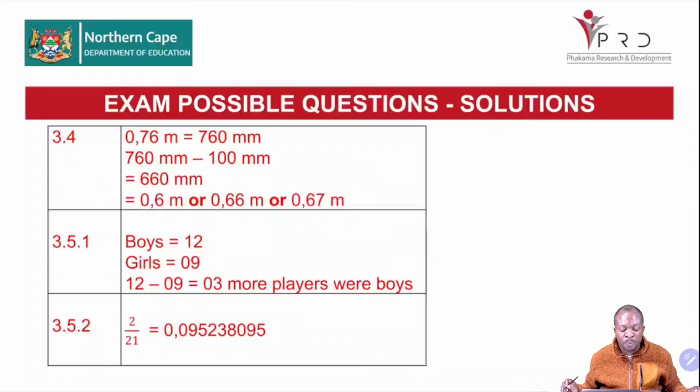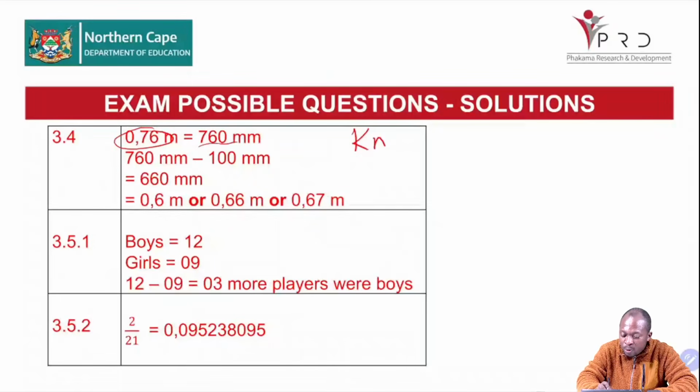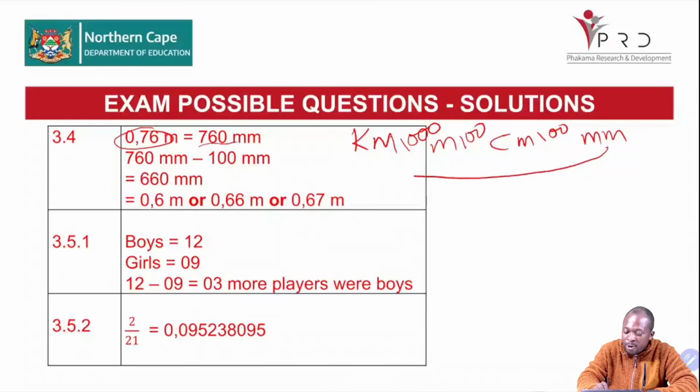Okay, let's go to 3.4 then. We were given 0.76 meters, so we are changing it to 760 millimeters. How are we doing that? I'm not just doing it from the head. I am still going to kilometers, meters, centimeters, and millimeters. What are the values in between? 1,000, 100, 10. When we are moving from right to left, we divide. When we are going from left to right, we multiply.